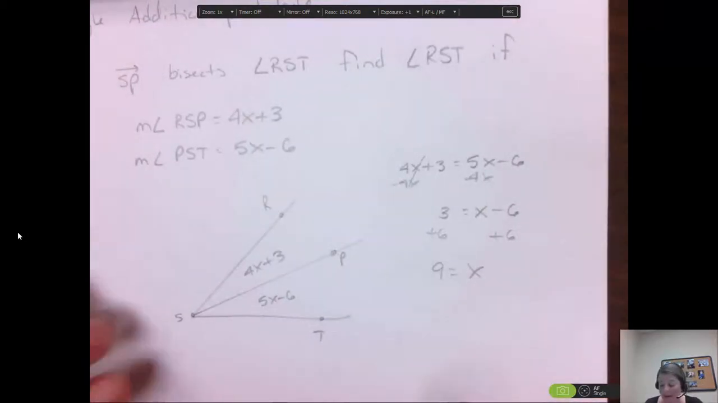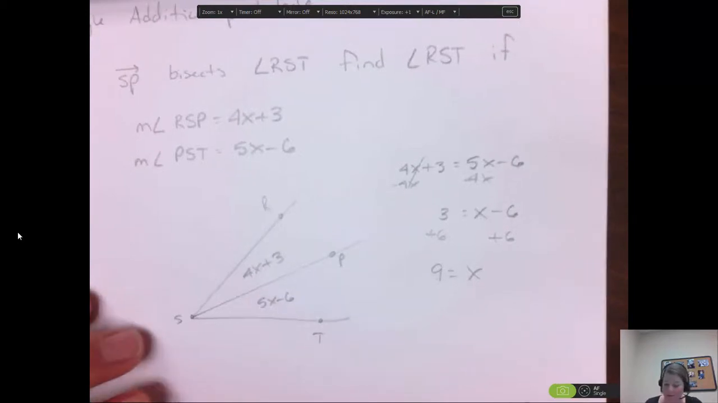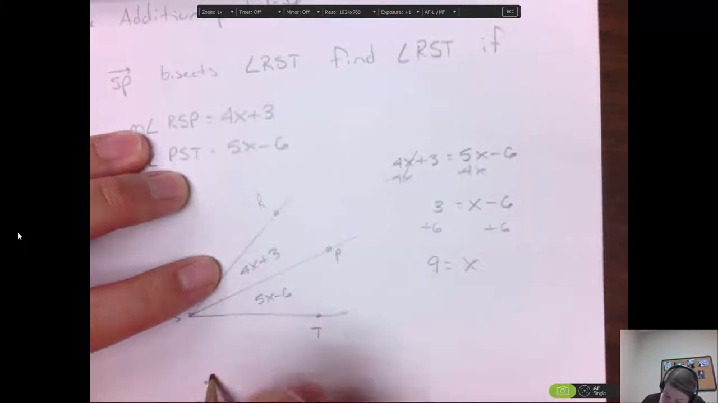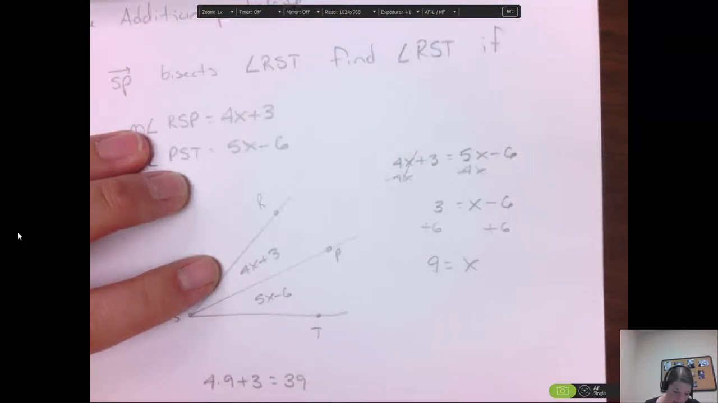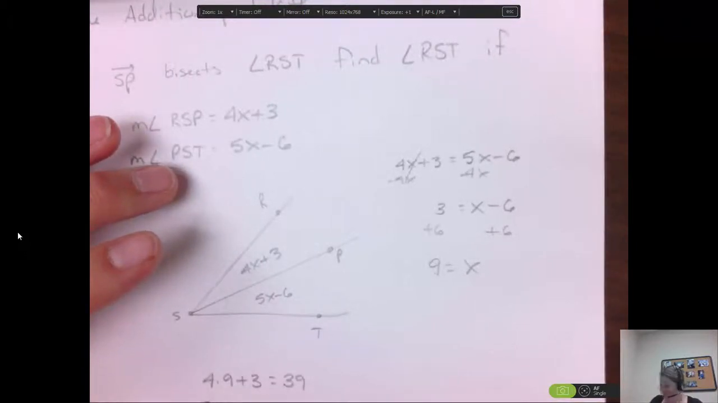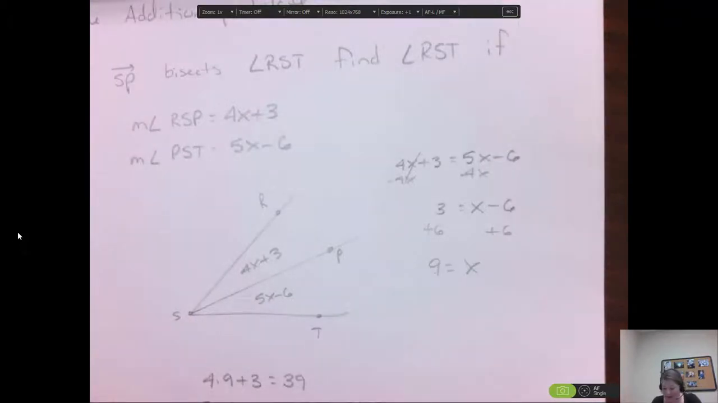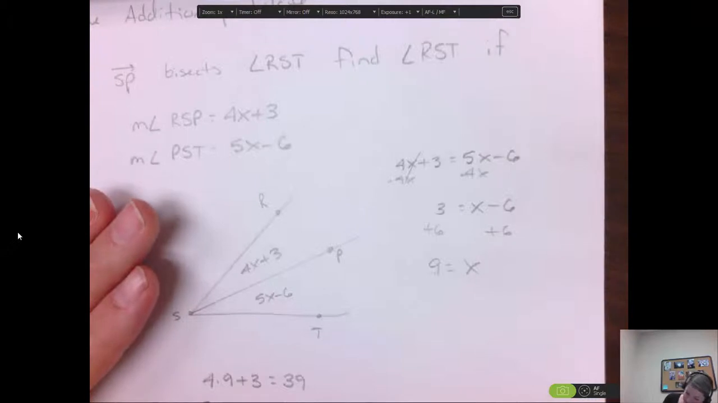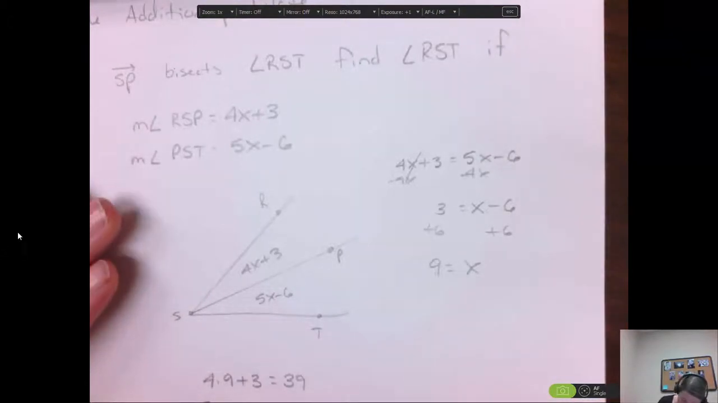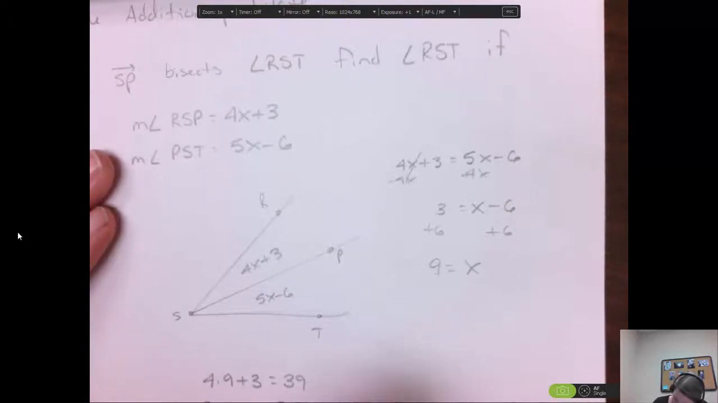And you're going to get that x is equal to 9. From here, now that I know what x equals, I can find these two pieces, right? So this piece is 4 times 9 plus 3. 4 times 9 is 36, plus 3 would give us 39. And then 5 times 9 minus 6. Well, 5 times 9 is 45, minus 6 is going to give me 39.